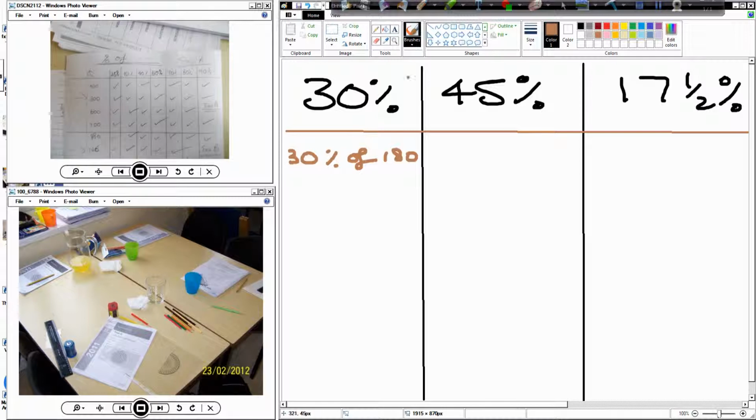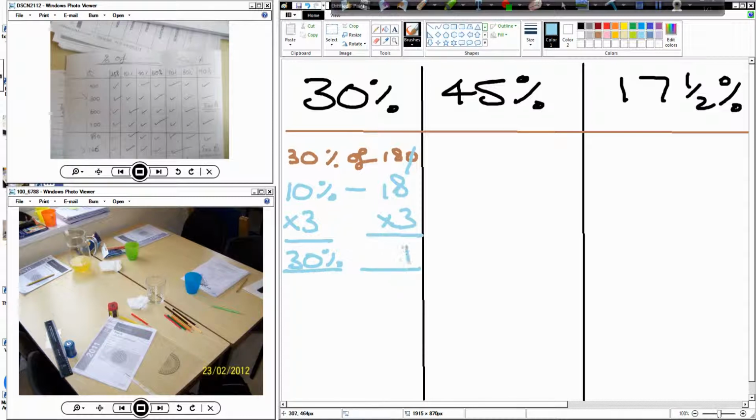180. So, how do we start off this question? First of all, we work out 10%. So 10%, what do we do? Divide by 10, that gives us an answer of 18. Now I want to get to 30%, so what do we do to the 10%? Times by 3. 10 times by 3 is 30. What we do to the left, we do to the right.